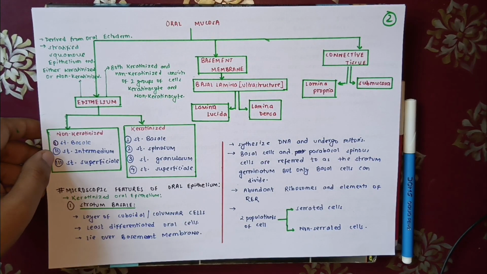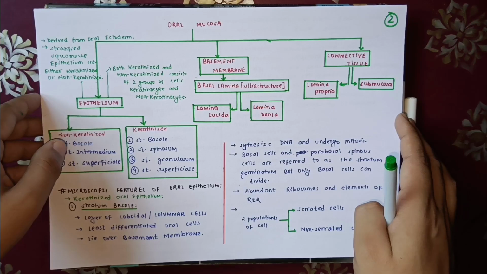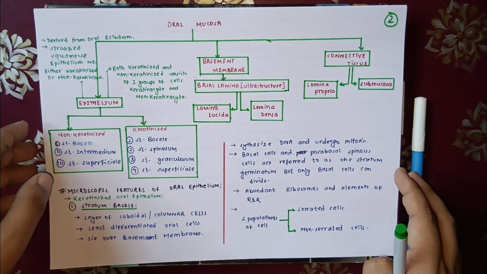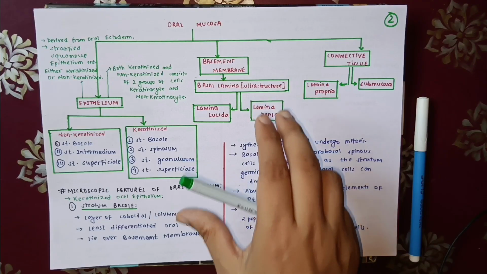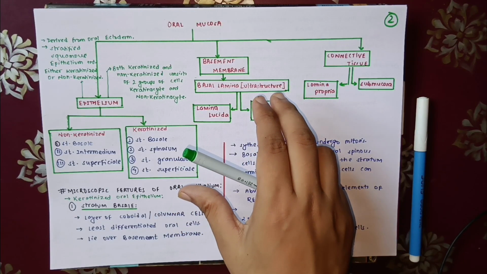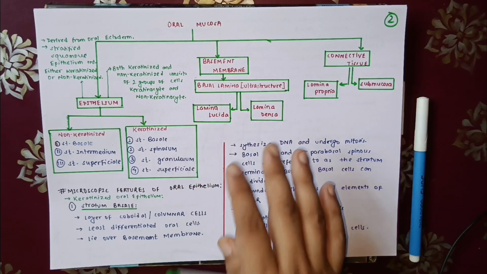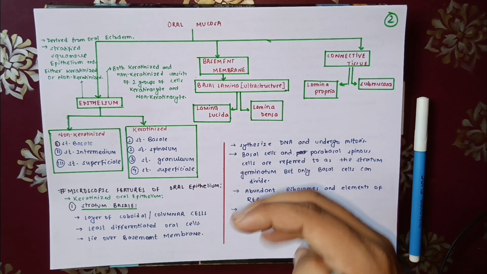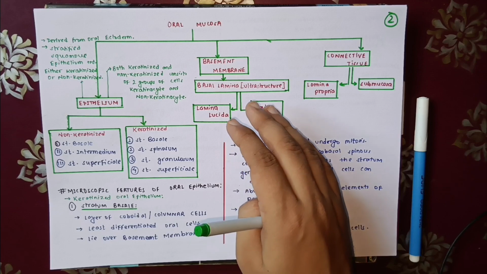Now we will discuss the keratinized oral epithelium. Before discussing that, I have taken this proper table. This table is very important, and you should remember it. It will give you an overview of the oral mucosa and the layers of the oral mucosa, and I have taken this table from Orban's.